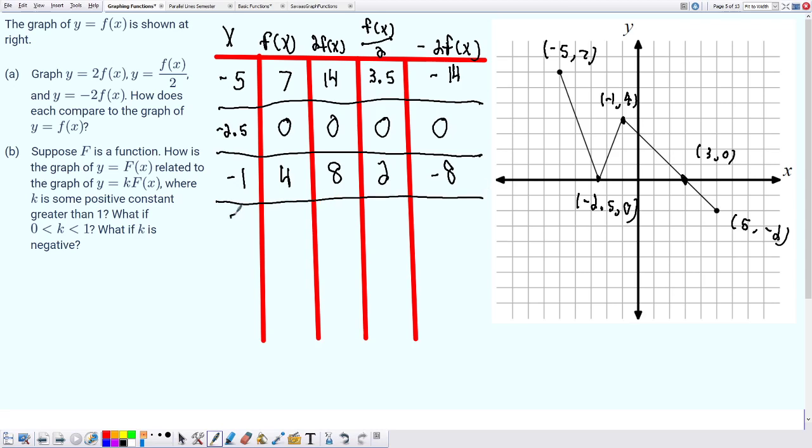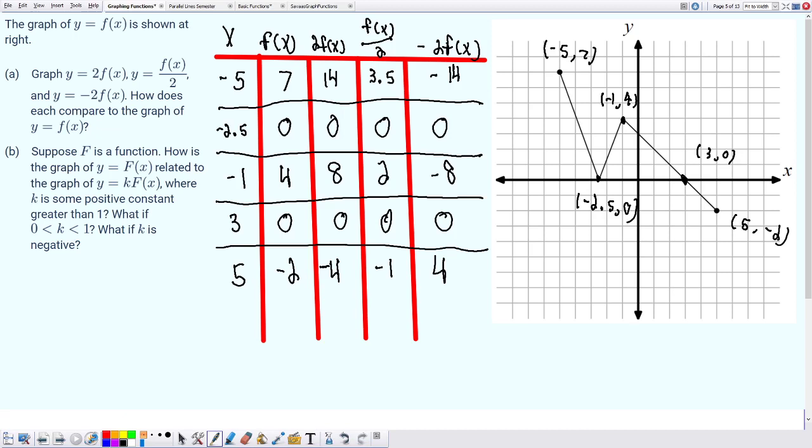We have 3, 0, which again gives us just zeros. And then we have 5 and negative 2. Negative 2 times 2 is negative 4. Negative 2 divided by 2 is negative 1. And negative 2 times negative 2 is positive 4.